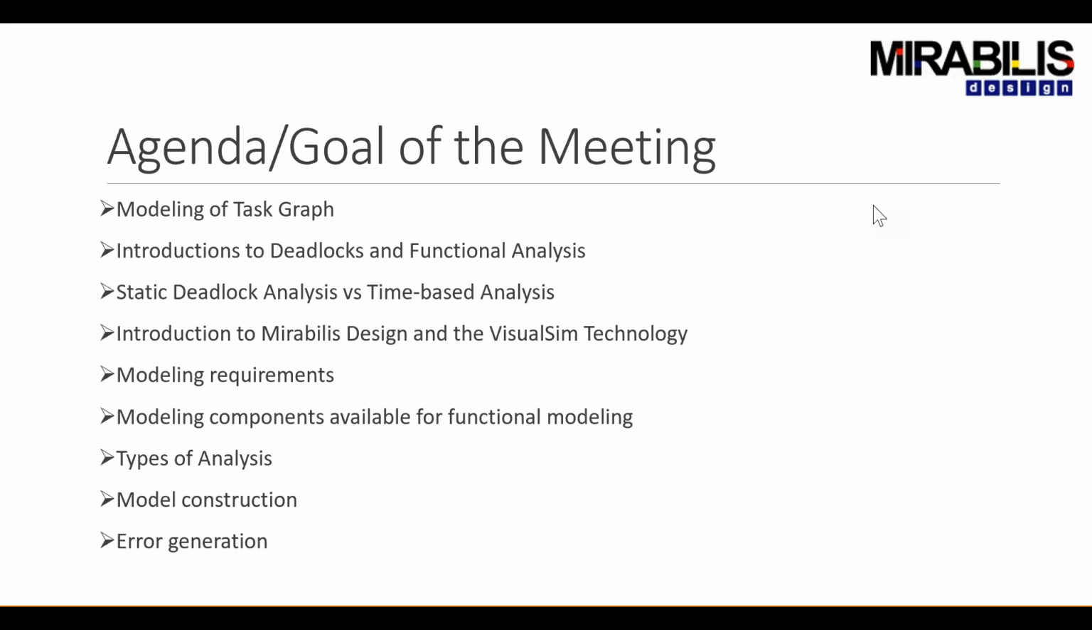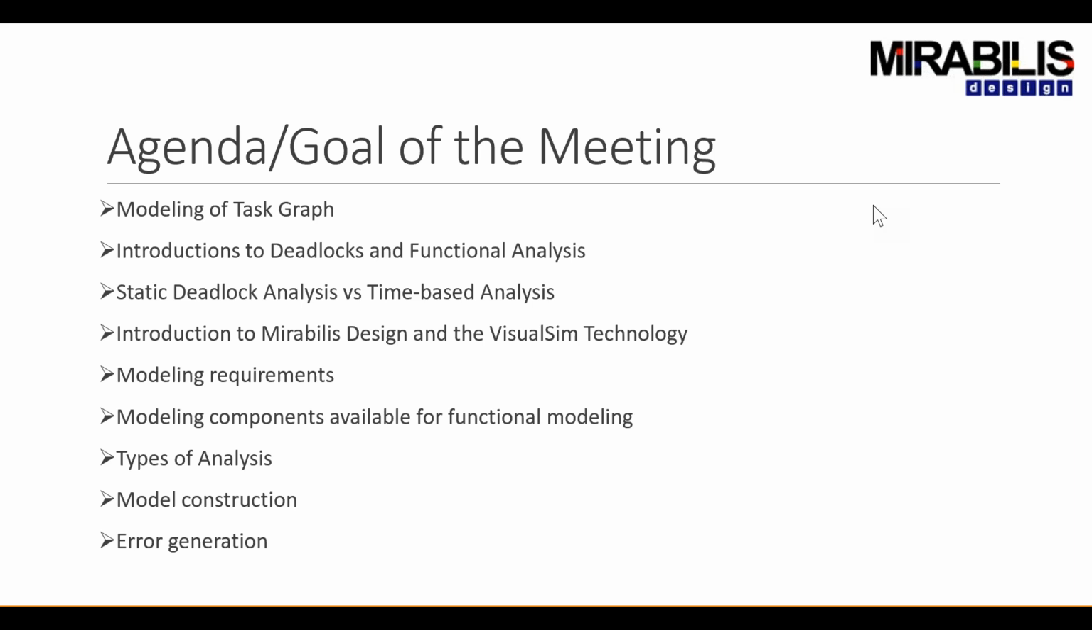So we're going to be analyzing how you can identify deadlocks more as a transition over time because of changes that may occur over time or resources unavailable over time as a result of earlier resources consuming the request, things such as those. We'll also give you an introduction to the state-of-the-art in functional analysis today and a look into VisualSim technology that allows you to assemble models of task graphs and do analysis on them.